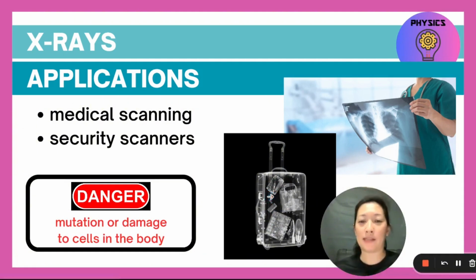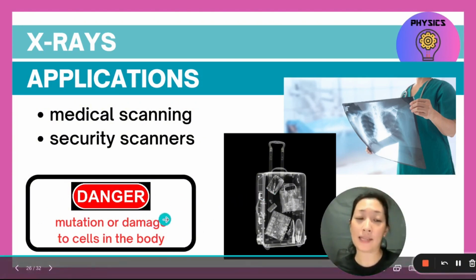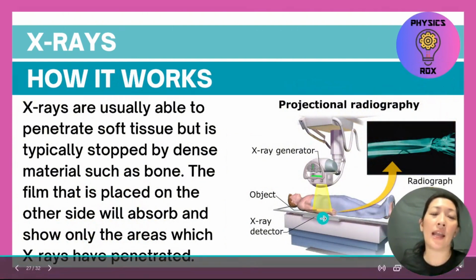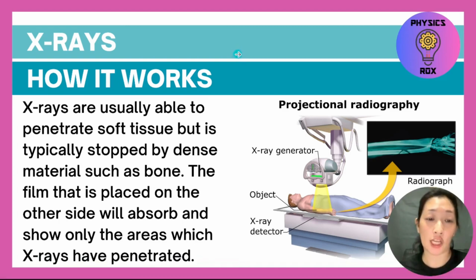Privacy is not really violated in this case, right? Yeah, right. Good job. Now, of course, X-rays, because they're on the high frequency end of the electromagnetic spectrum, again can cause a lot of damage to living cells. So yes, the danger here is mutation or damage to cells in the body. X-rays are usually able to penetrate soft tissue, but are typically stopped by dense material such as bone.